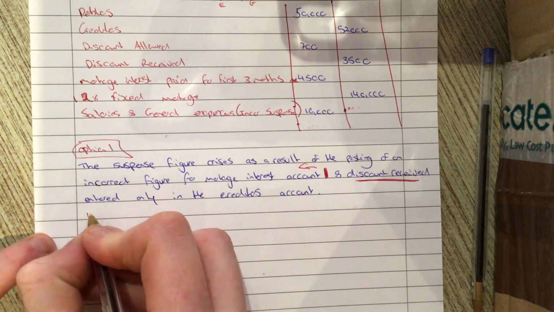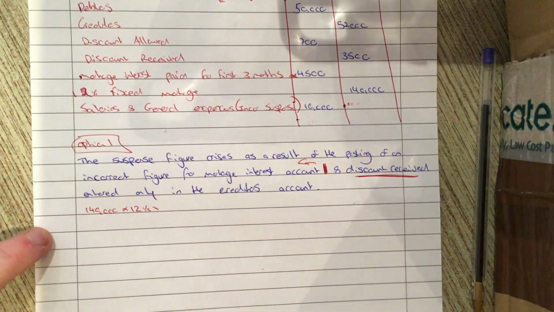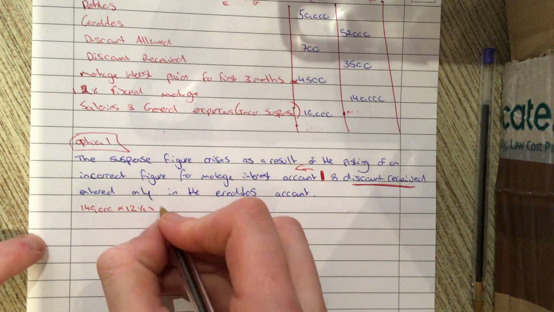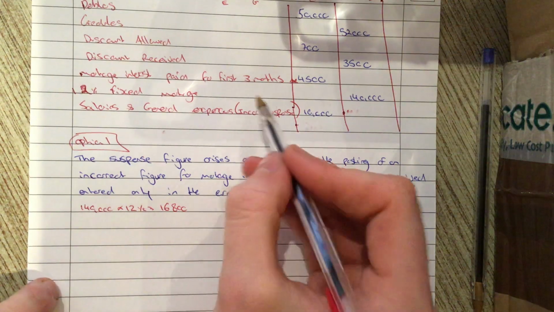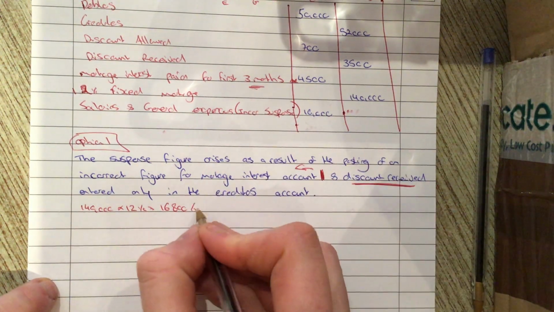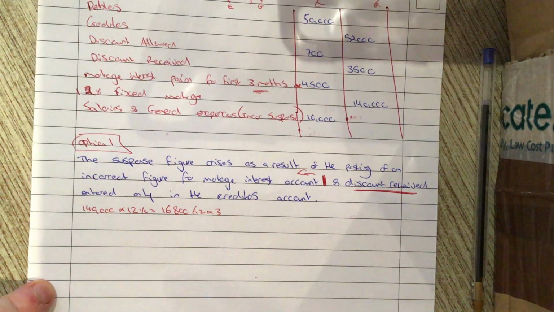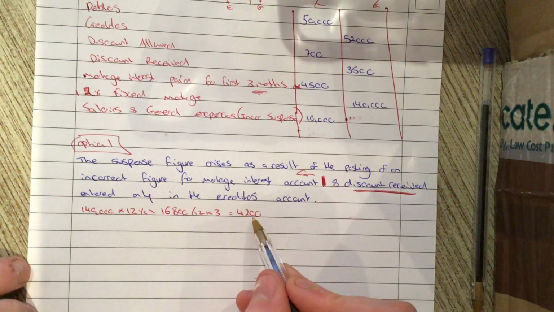I get €140,000 for the loan. Multiply that by 12% because I just changed it there. So 140 multiplied by 0.12, and I get €16,800. Okay. Now that's for 12 months. I need to get the 3 months figure. Divide that by 12, multiply by 3, and I get €4,200. Okay, so €4,200. That's how much I actually was supposed to pay.